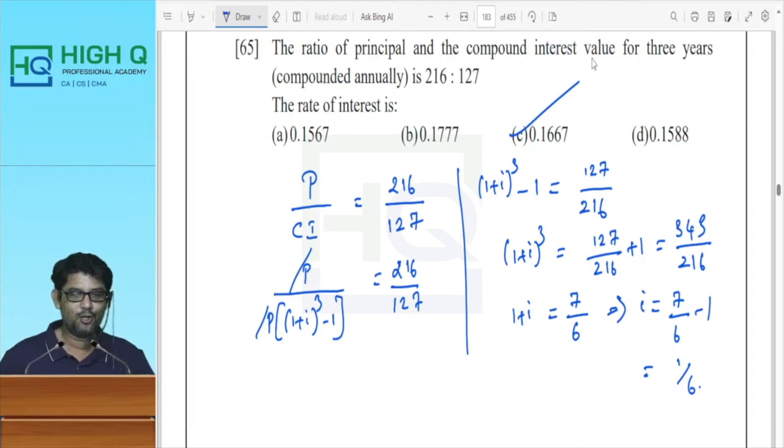I don't know how you got B, Ritika, Tanishk, everyone. C is the right answer. Now you understood. Shall we proceed?